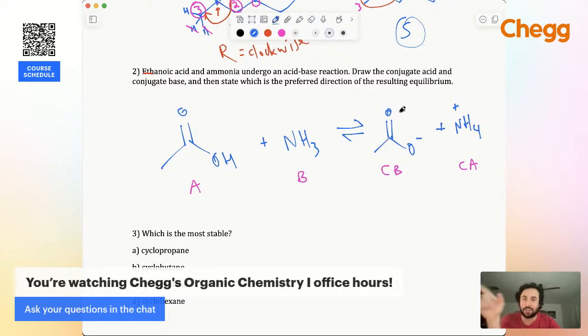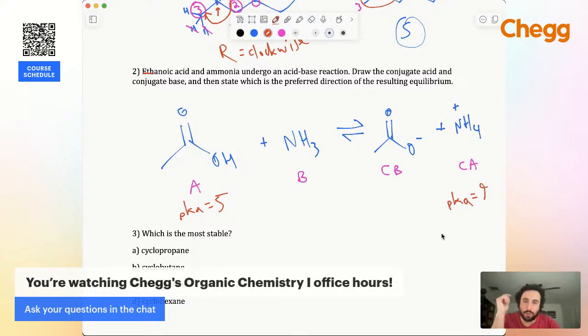So which direction is going to be preferred in this equilibrium? pKa is just for reference. For a standard carboxylic acid like this, pKa is going to be around 5. And then the ammonium ion is pKa around 9. Remember that the lower the pKa, the more acidic the thing that we're talking about. And so that means that ethanoic acid is a stronger acid than the ammonium ion, by 4 orders of magnitude. So it's 10,000 times more acidic.